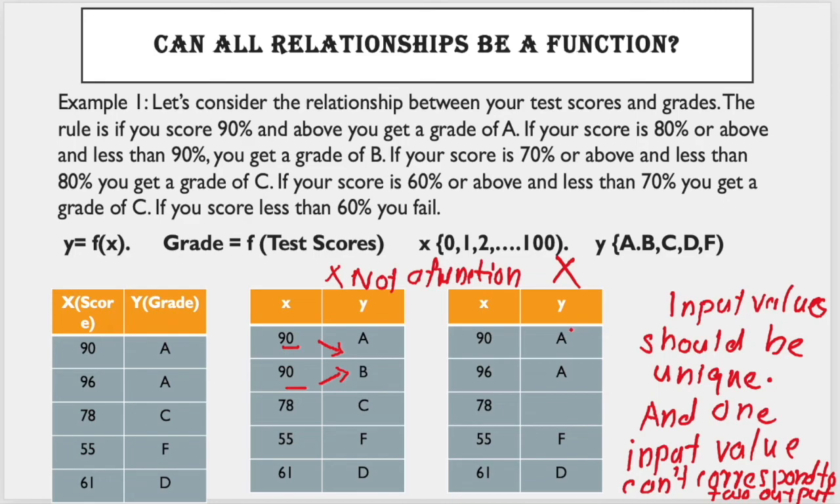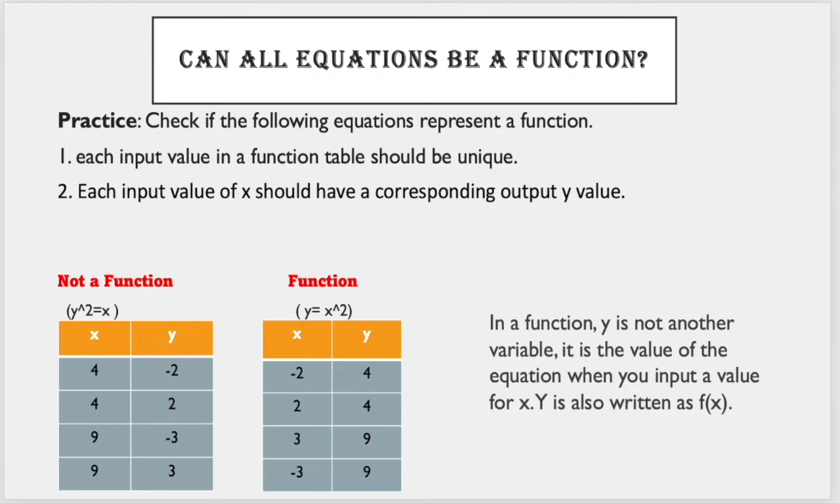So according to the rule, every element in the input set should have exactly one output value in the output set. So this one does not satisfy that rule, so this one cannot be a function. So you cannot have one input variable with no corresponding output variable, which also does not satisfy the criteria for a function. Let's look at these two equations.